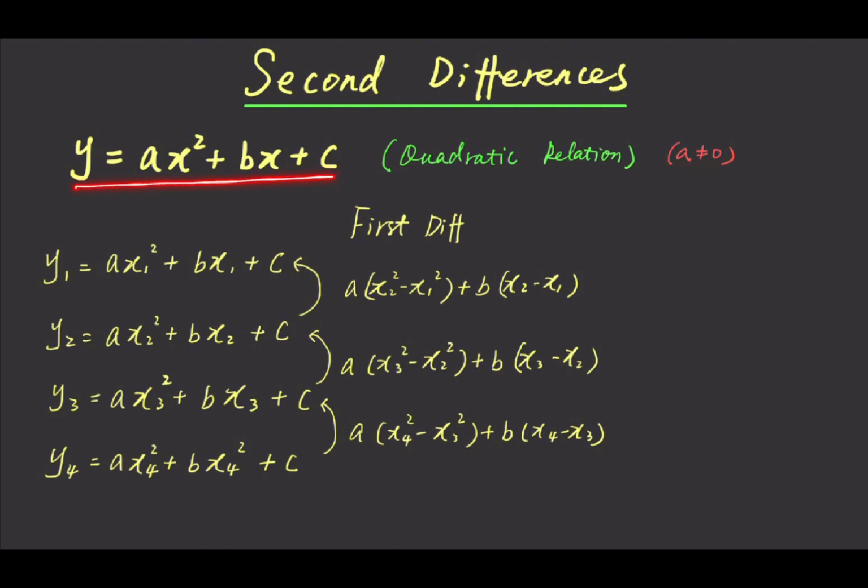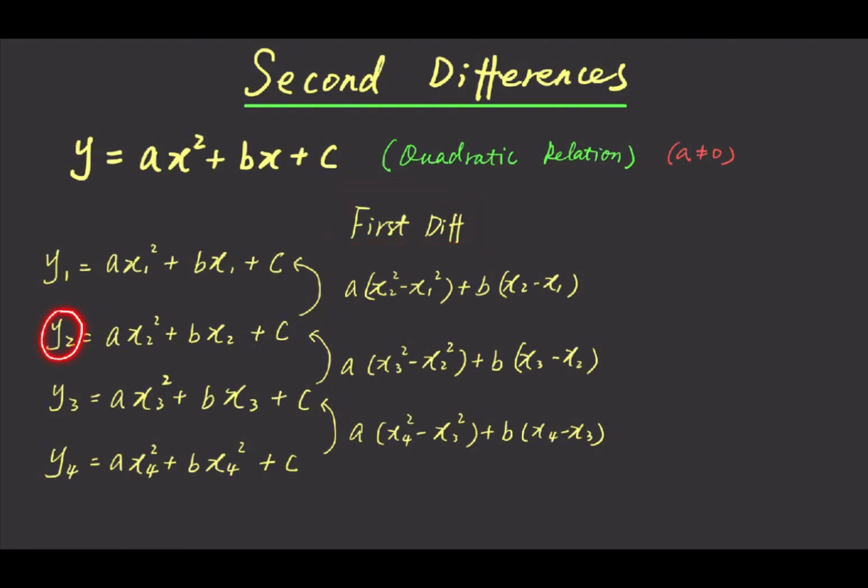If we use this general expression to represent the quadratic relation, we can use x1 to get y1. Similarly, we can use x2 to get the corresponding y2, x3 to get the corresponding y3, and x4 to get the corresponding y4. According to the algebraic expression, we can figure out the first difference.